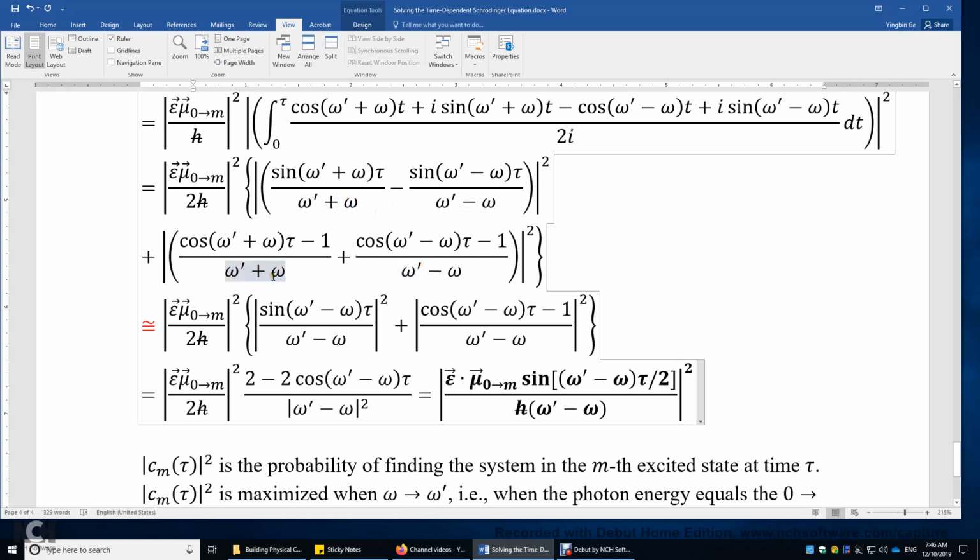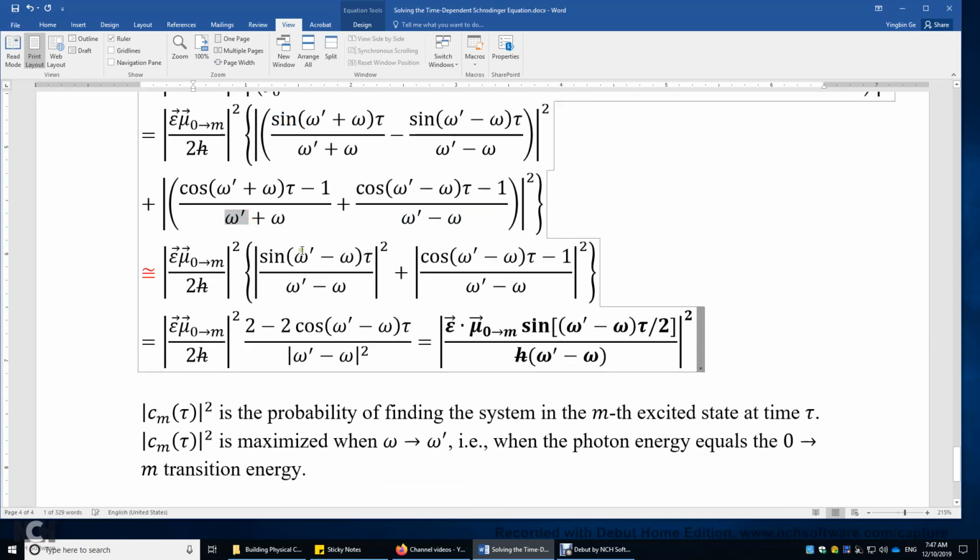So I'm going to make an approximation here. I'm going to assume this part and this part are negligible in comparison to this part and this part. And therefore, I simply delete this part and this part, and I get this guy squared here and this guy squared here. So this approximation is reasonable only if omega is very close to omega prime. That means the photon energy is very close to the energy gap between the ground state and the mth excited state.